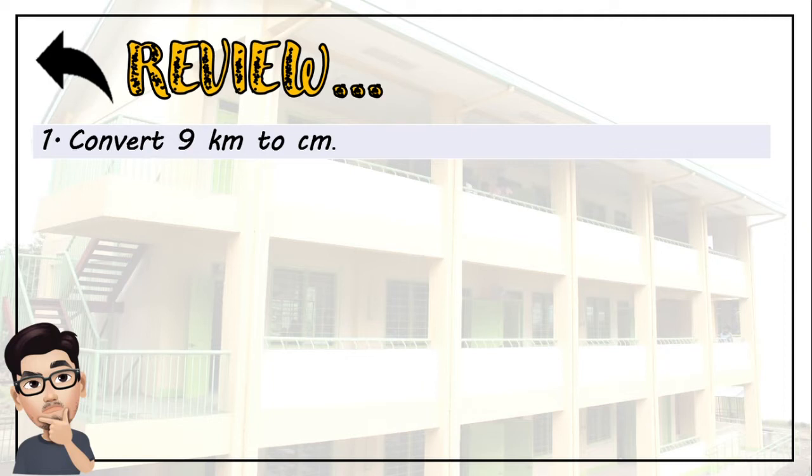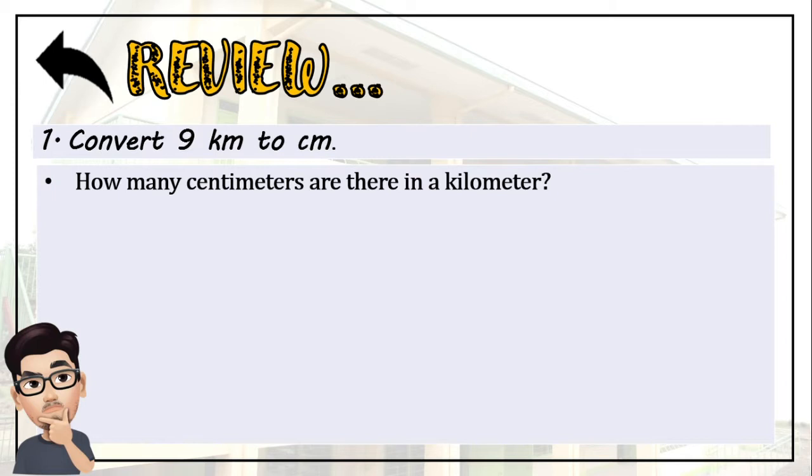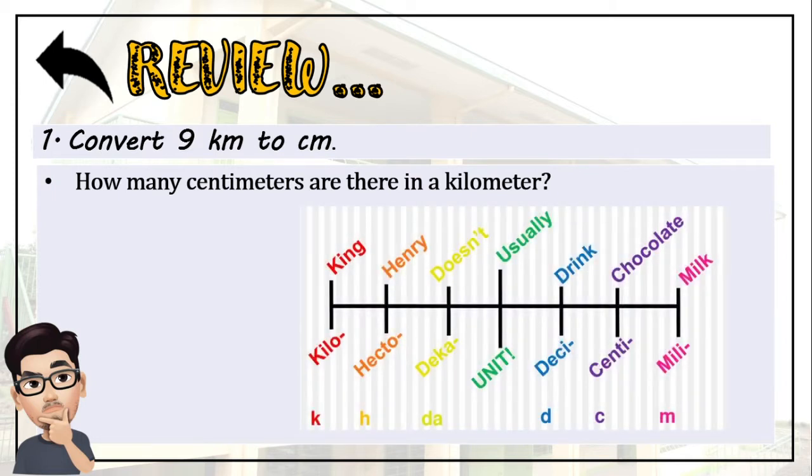Before we solve any word problem, we need to identify first the thing that we are going to solve, and that is how many centimeters are there in a kilometer. I hope you can still remember the phrase, King Henry doesn't usually drink chocolate milk, because this is the acronym for the members of the metric system units.